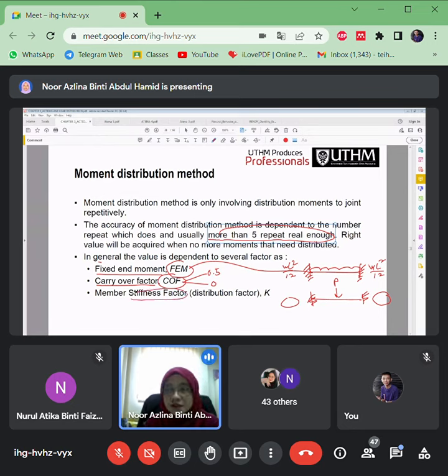Then member stiffness factor. The symbol for the stiffness is K. Remember what is K? 3EI divided by L or 4EI divided by L. What is E? E is the modulus of elasticity. What is I? I is the inertia, from the cross sections. I is equal to BH power of 3 divided by 12, depending on the cross sections of the beams. So this is the equation for the stiffness.